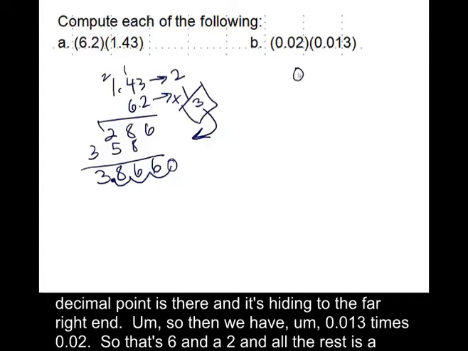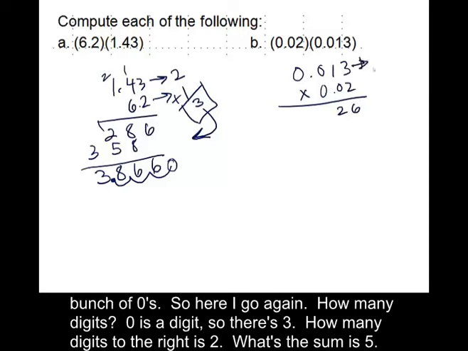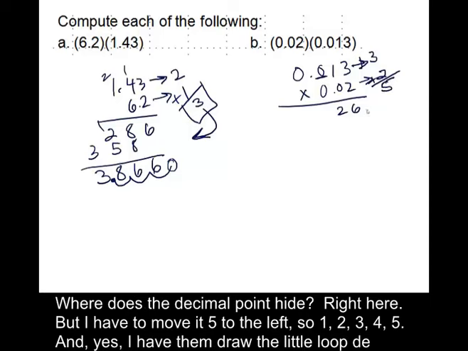So then we have 13 thousandths times 2/100. So that's 6 and a 2, and all the rest is a bunch of zeros. So here I go again. How many digits? 0 is a digit, so there's 3. How many digits to the right is 2. What's the sum is 5. Where does the decimal point hide? Right here, but I have to move it 5 to the left. So 1, 2, 3, 4, 5.